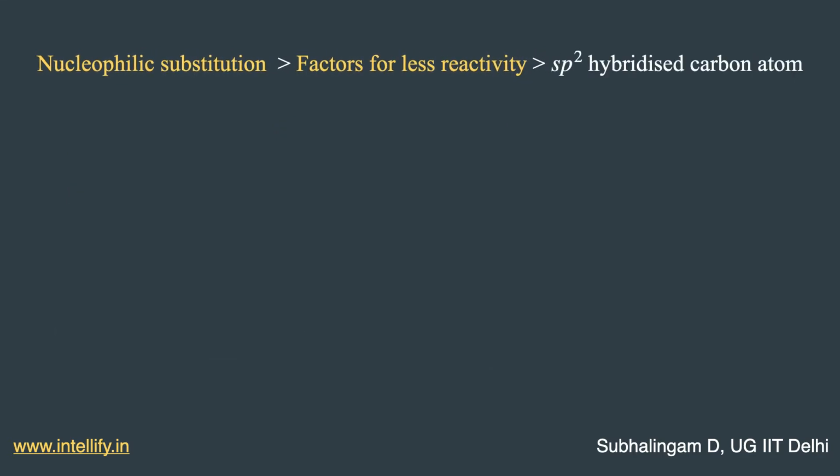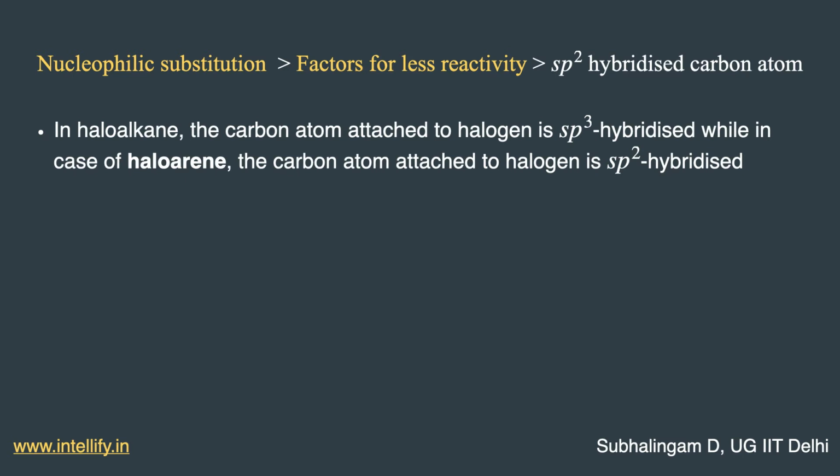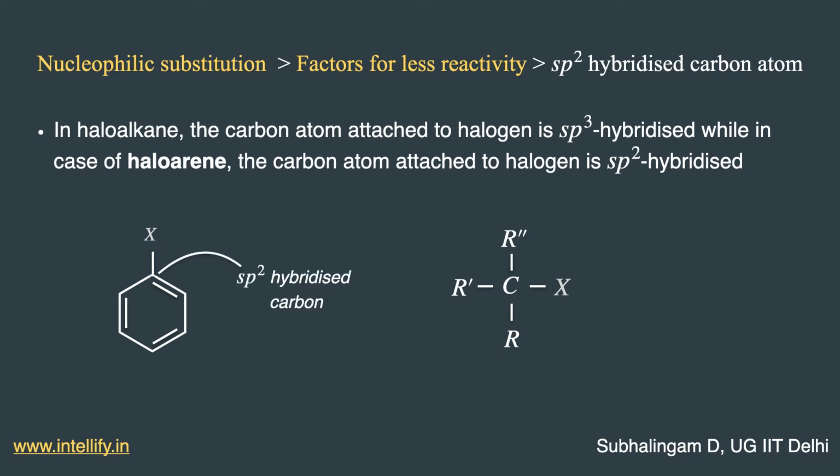Next, difference in hybridization of carbon in the C-X bond. In haloalkane, the carbon atom attached to halogen is sp3 hybridized, while in case of haloarene, the carbon atom attached to halogen is sp2 hybridized. So this is the haloarene on the left and haloalkane on the right of the screen. In case of haloarenes, in the C-X bond, the C is sp2 hybridized, but in case of haloalkanes, that C is sp3 hybridized.